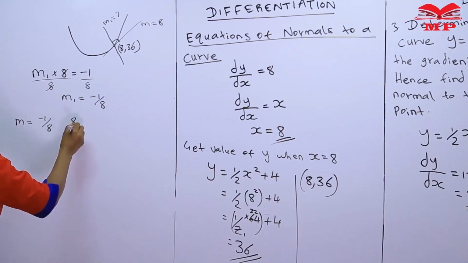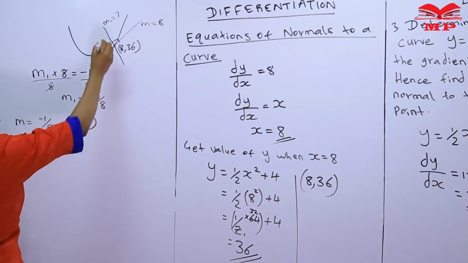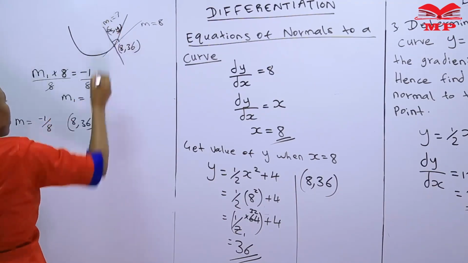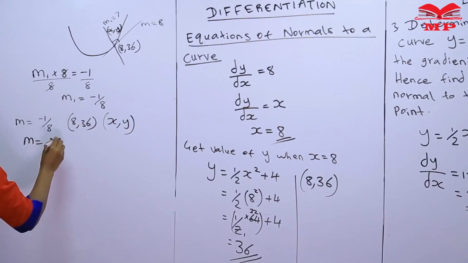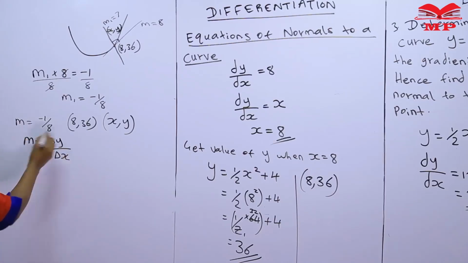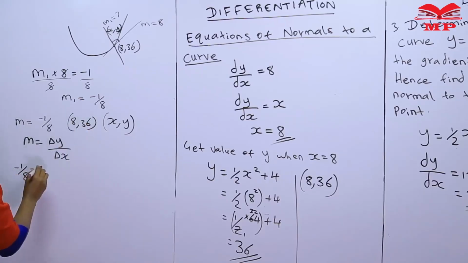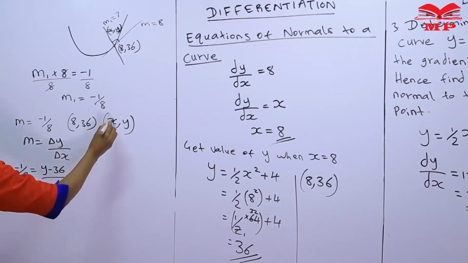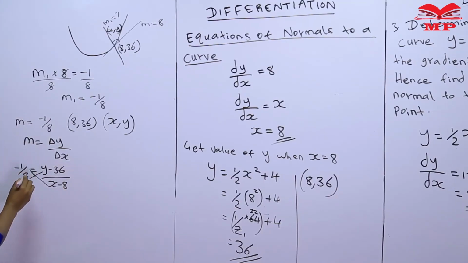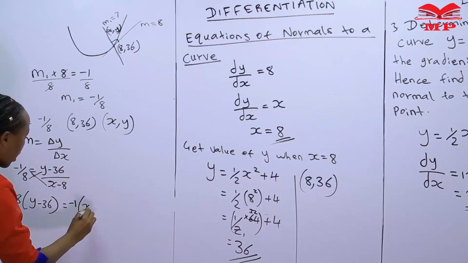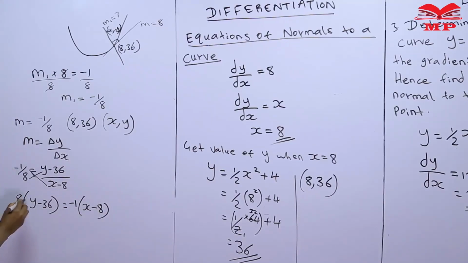So we have the gradient m, which is -1/8. We have the point (8, 36), and we have an imaginary point (x, y). So we say gradient is given by change in y over change in x. Our gradient is -1/8. Change in y, we have y minus 36. Change in x, we have x minus 8. So we cross multiply this. We are going to have 8 multiplied by (y minus 36) is equal to -1 multiplied by (x minus 8). So we are going to open the brackets.